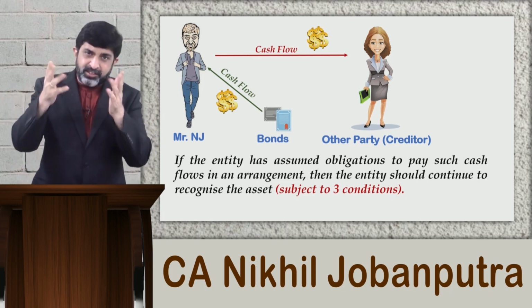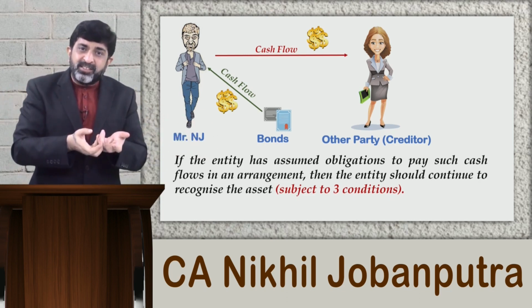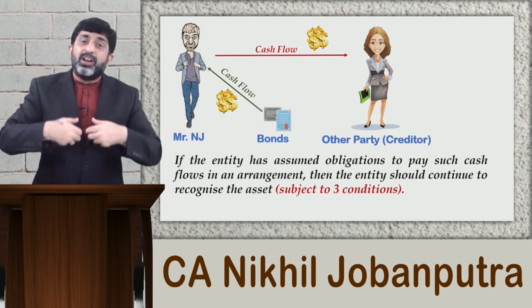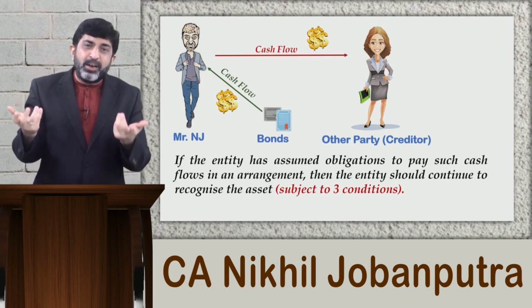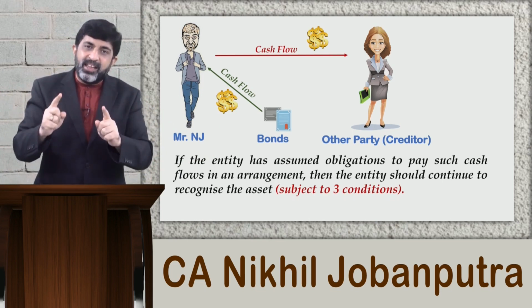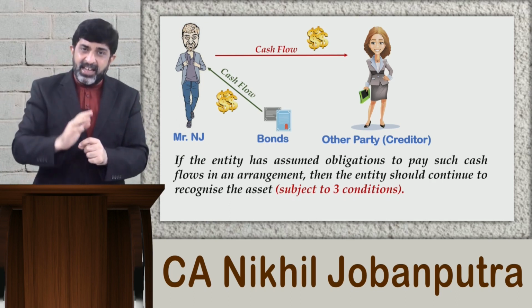But here, if these 3 conditions are fulfilled, it is implied that I don't have any control. How will I have control? Just think over it. When cash flows are received, I should pay to you. I cannot have any material delay. I have no right to sell the asset. That means I don't have control of that asset. In that case, I would better derecognize that asset.